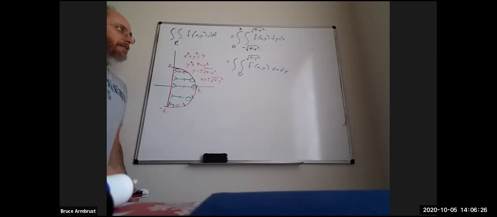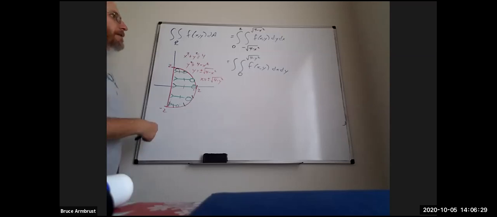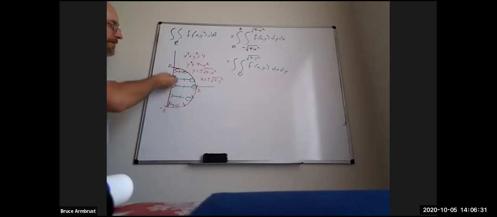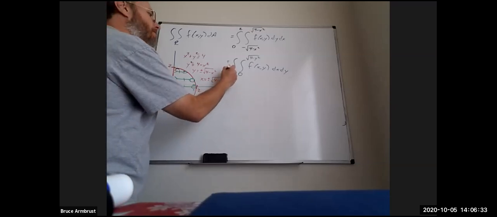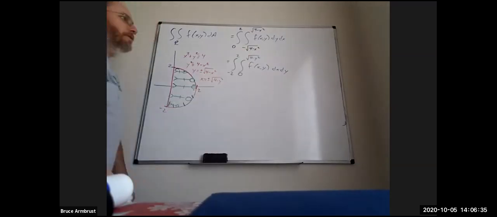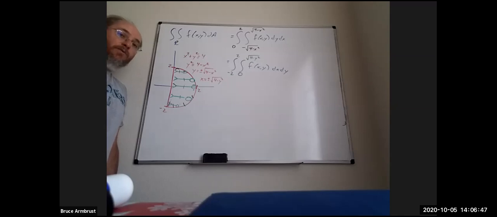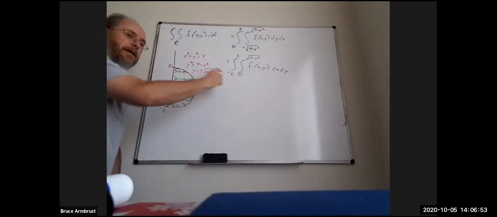All right, and so then lastly, the y's, well, they're going to go from -2 up to +2. We can put those on. And so there is the other way of looking at this one. So again, without knowing exactly what f is, I can't tell you which one is better. But if it just comes down to the bounds, I'd much rather do the second one.